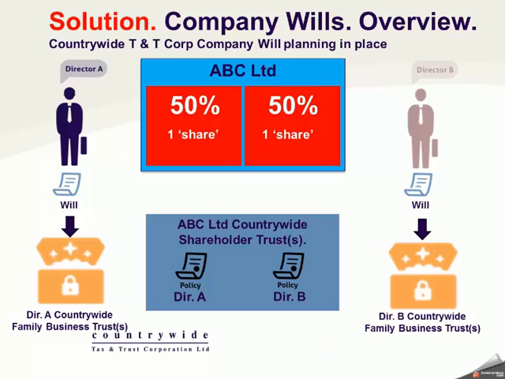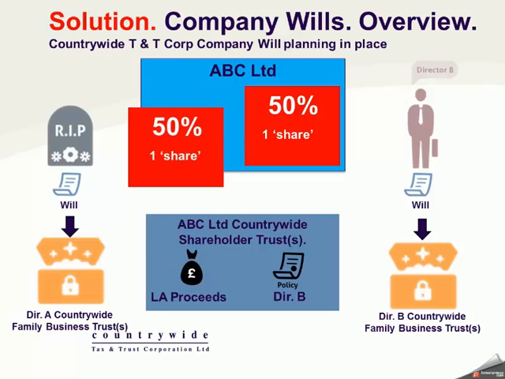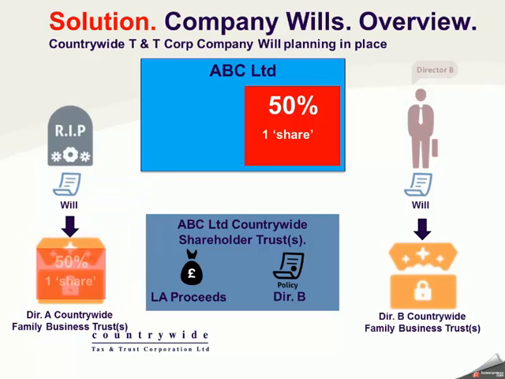So, to recap Countrywide Tax and Trust Corporation's solution, each director should have an appropriate will with a business clause within it, directing their business shares to business trusts. There needs to be a standalone shareholder trust or trusts into which their life policies are assigned. And so when a death occurs, the deceased's share is directed by their will to their business trusts. The life policy proceeds are now held by the shareholder trusts.